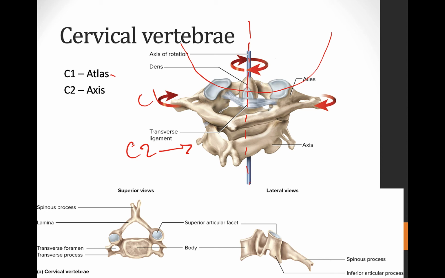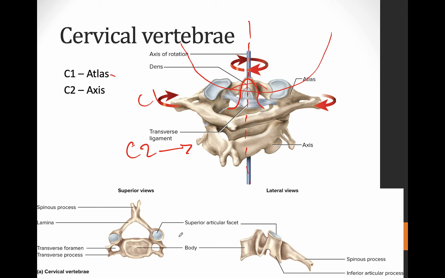The axis has a really large process here called the dens, which is also sometimes called the odontoid process, which stands for tooth. It looks kind of like a tooth. And that's how it articulates with C1 here and allows you to twist and say no.